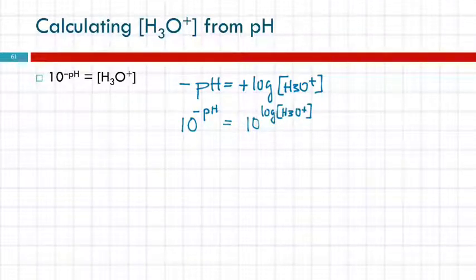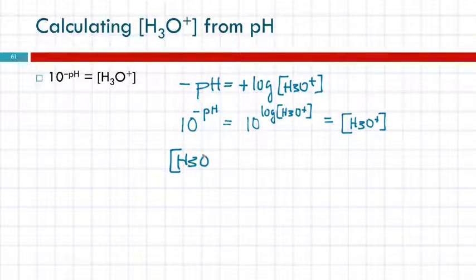10 to the log of something is just that something. So this is just equal to the hydronium ion concentration because log and antilog cancel out just like matter and antimatter. And so there we have the equation. The hydronium ion concentration equals 10 to the negative pH.